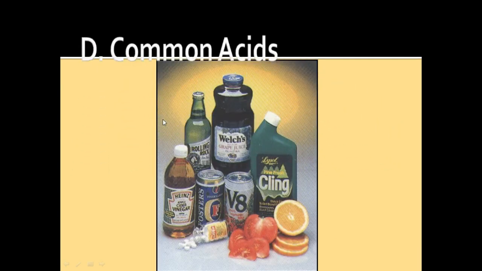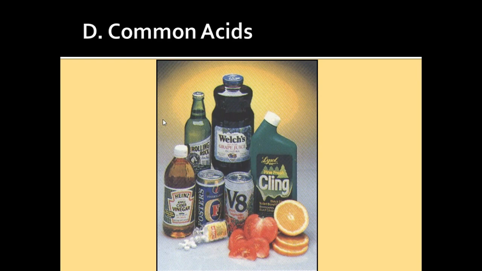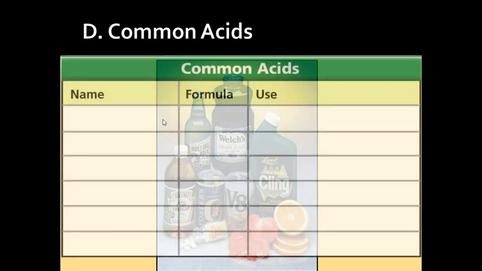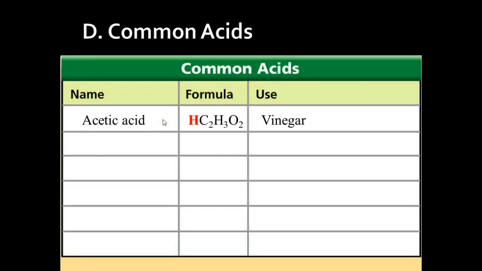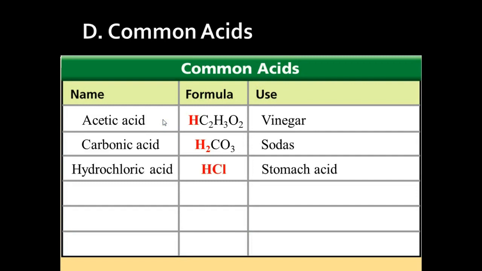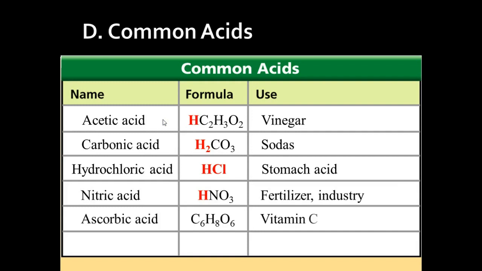And so here's some common acids in probably your household. Acetic acid, which is used for vinegar. Then there's carbonic acid, which is used in sodas. We have hydrochloric acid, which is used in your stomach. And then we have nitric acid, which is used as fertilizer. Ascorbic acid as vitamin C. And sulfuric acid as battery acid. So in batteries you find it.